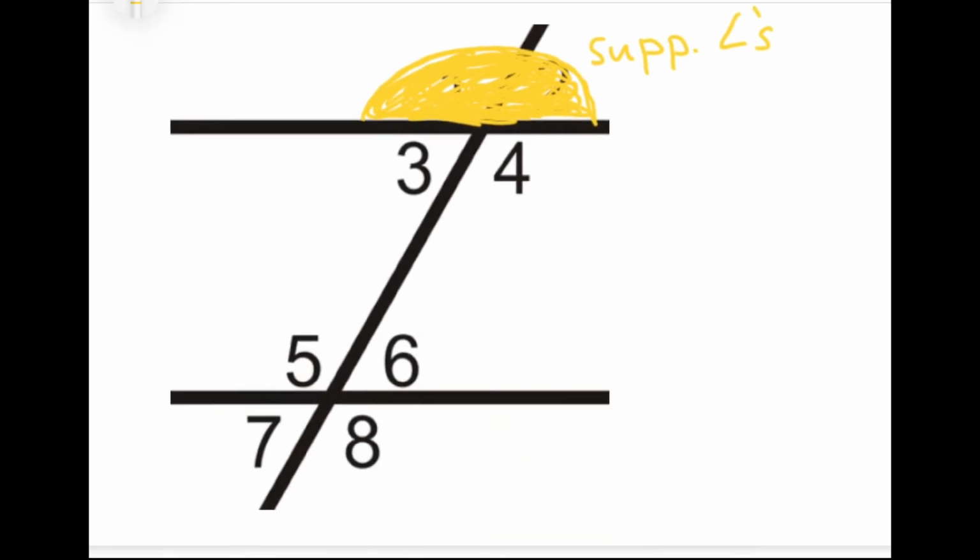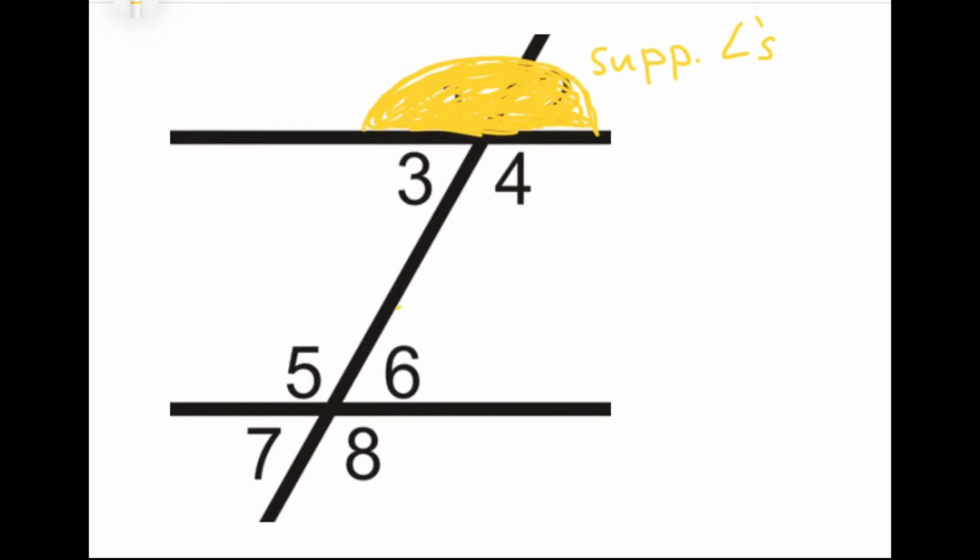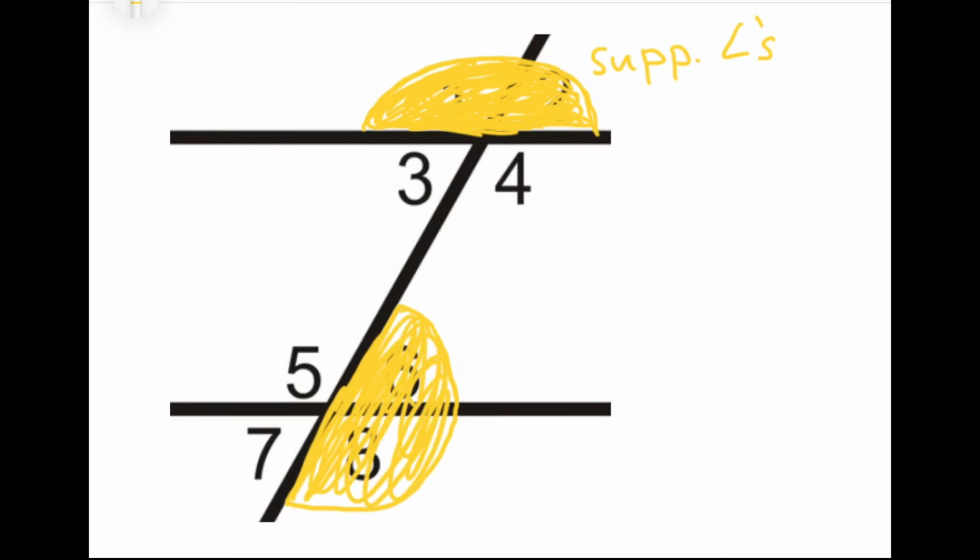Another example of supplementary angles, if we started at angle 6: if you add angle 6 and angle 8, you create a straight line. So angle 6 and angle 8 are supplementary angles. You cannot put another classification on those 2 angles.